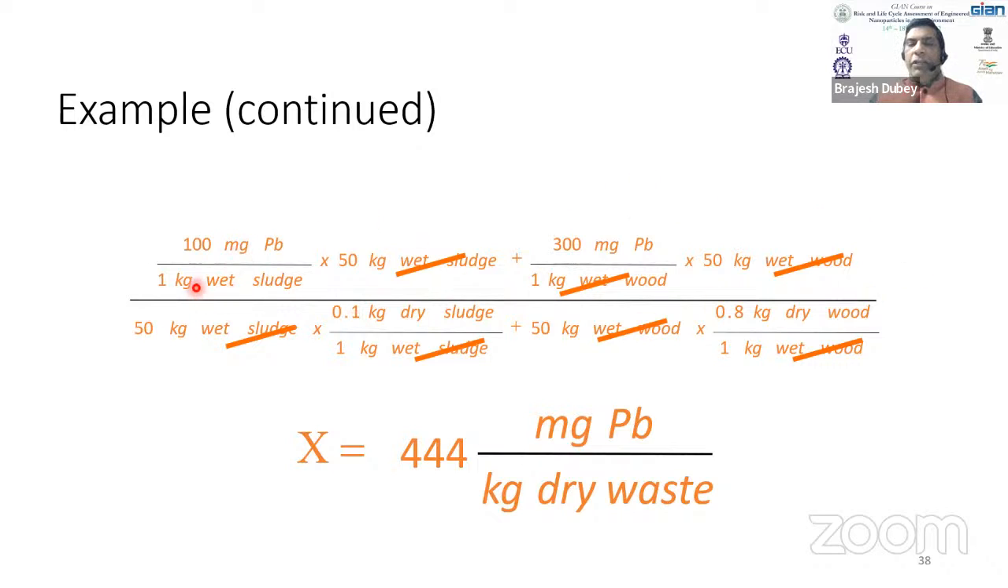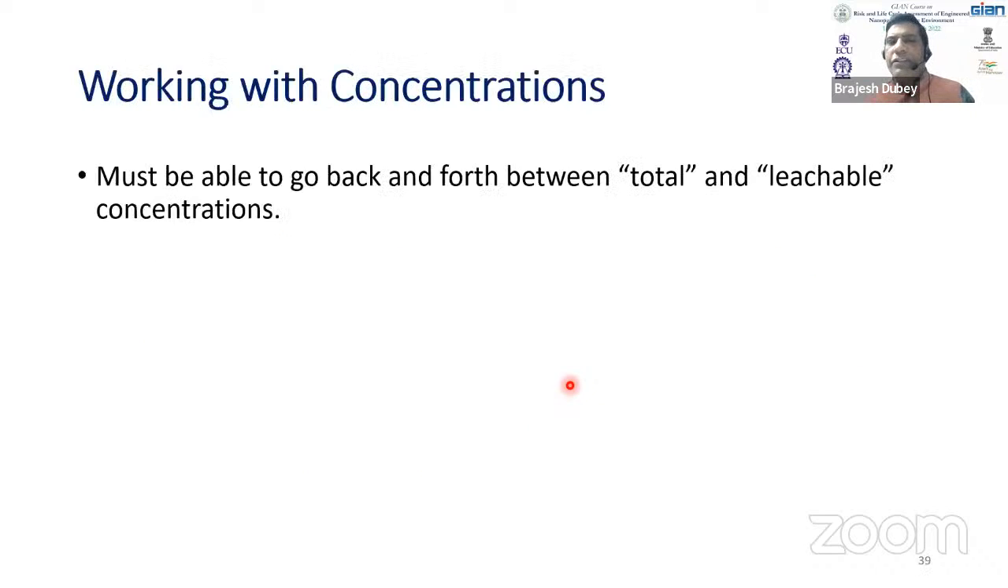So 1 kg of wet sludge, this was the given 100 milligram per kilogram, and then 50 kg of this, 300 milligram per kilogram, 50 kg of this. So in the numerator, we are getting the total amount of lead present. And since the answer is in terms of dry weight, in the bottom we converted wet to dry based on the moisture content in both cases. And we got the dry weight at the denominator. Finally, the number you get is around 444 milligram of lead per kg of dry waste. So those kinds of calculations can be done.